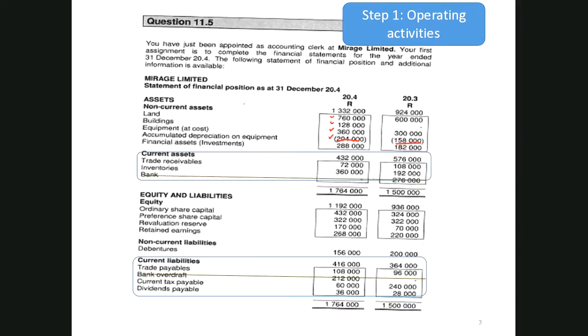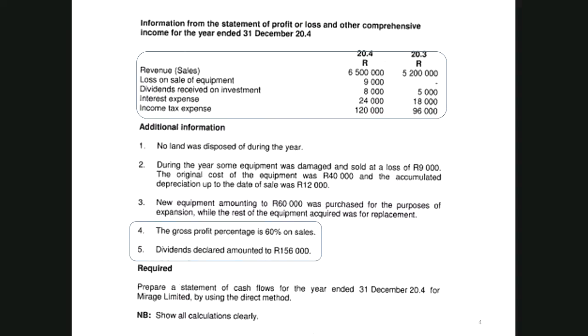Okay, so what was I saying? I'm saying I'm looking for what's happening for depreciation. So the only amount that has depreciation is equipment. And here I've got those opening and closing balances that I used. And over here, they're telling me that during the year, some equipment was damaged and it was sold at a loss of 9,000 Rand. That 9,000 Rand is over here, but remember that's not a cash amount. The original cost of the equipment was 40, and the accumulated depreciation on the date of sale was 12. Okay, so we're going to need to use that to reconstruct the asset realization account and to reconstruct the accumulated depreciation account.